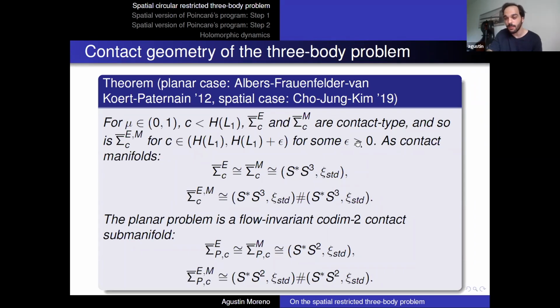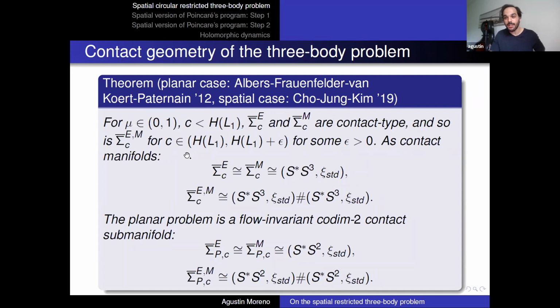So the statement of the theorem, roughly speaking, says that after you regularize, and if you're in the low energy range or slightly above it, then the regularized level sets are contact type. Formally, you take any parameter mu, subcritical C, then the regularized level sets are contact type, and the same is true for the connected sum component.